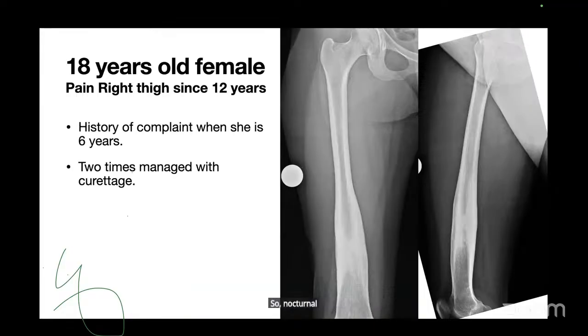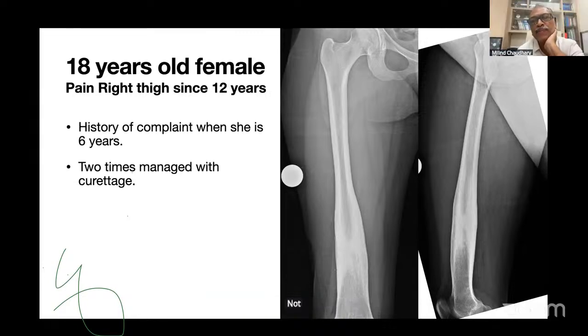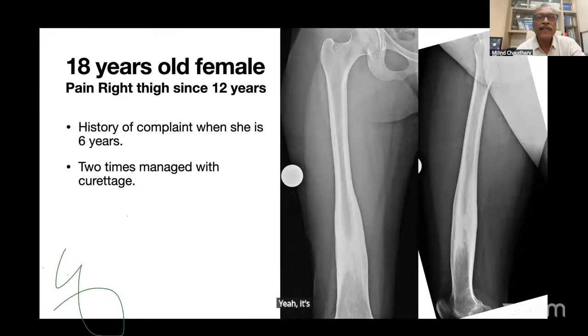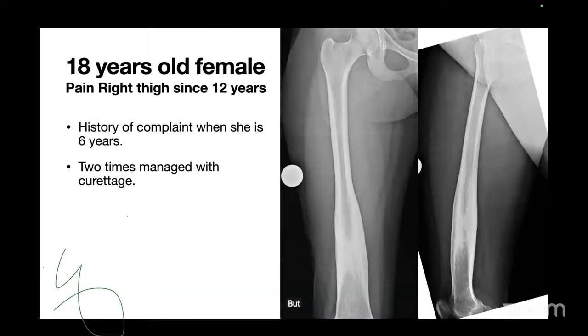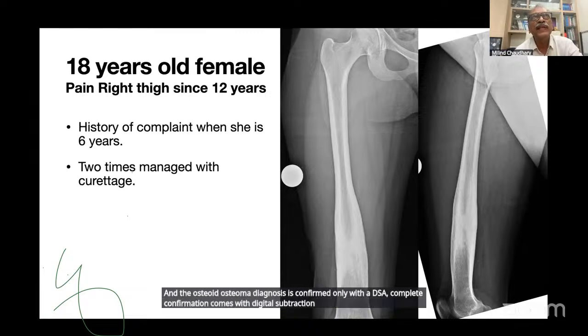So nocturnal pain is classic for osteoid osteoma. Not only, I suppose there are many pathologies which end up with nocturnal pain, even with infections also, no, sir? It's not necessary that nocturnal pain only comes from osteoid osteoma. If you have tuberculosis of a joint, the first thing that comes to mind is pain at night. So night pain is not characteristic of osteoid osteoma alone. And the osteoid osteoma diagnosis is confirmed only with a DSA. Complete confirmation comes with digital subtraction angiography.